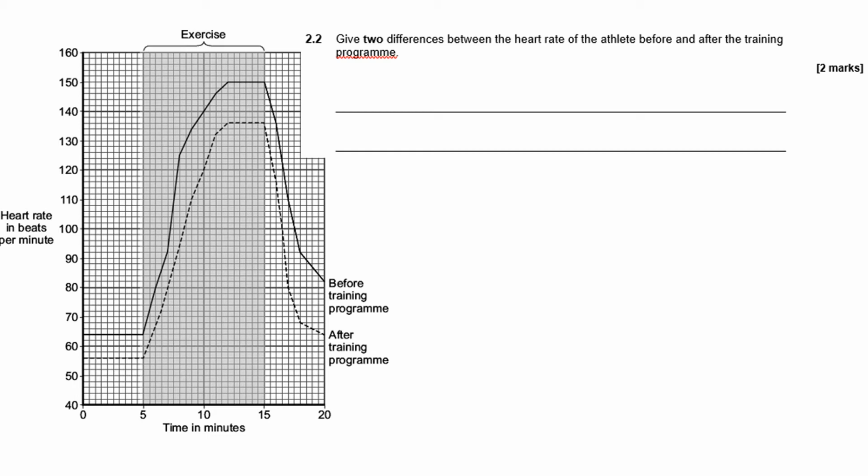So you could say that the resting heart rate, or the resting pulse, either way, resting heart rate is lower after the training program. Or you can say the resting heart rate is higher before the training program. That would be worth 1 mark. If you said that the heart rate is lower during exercise after the training program, or the heart rate is higher before the training program during exercise, that would also be worth 1 mark.